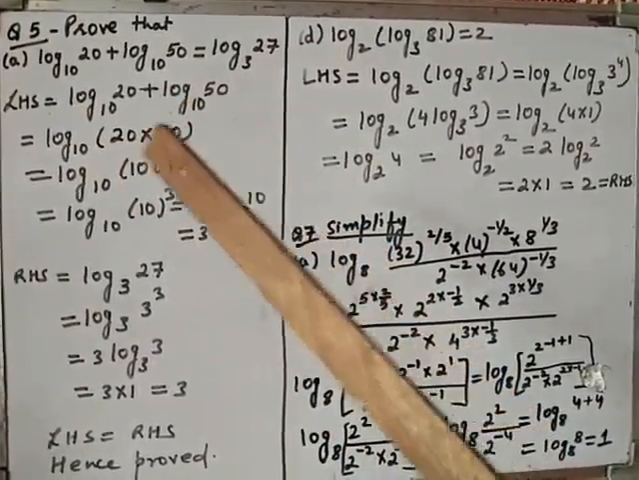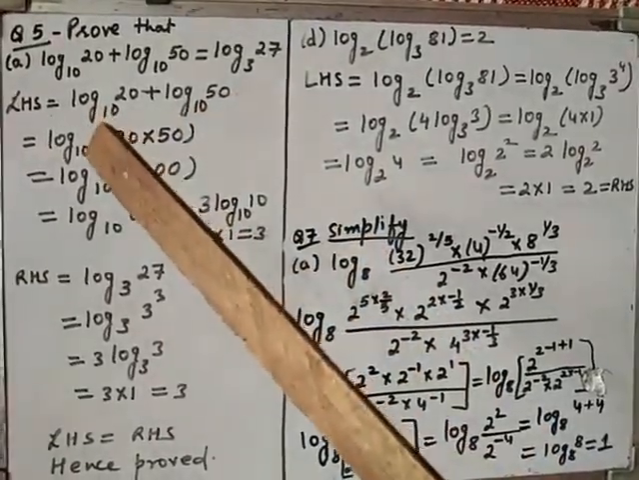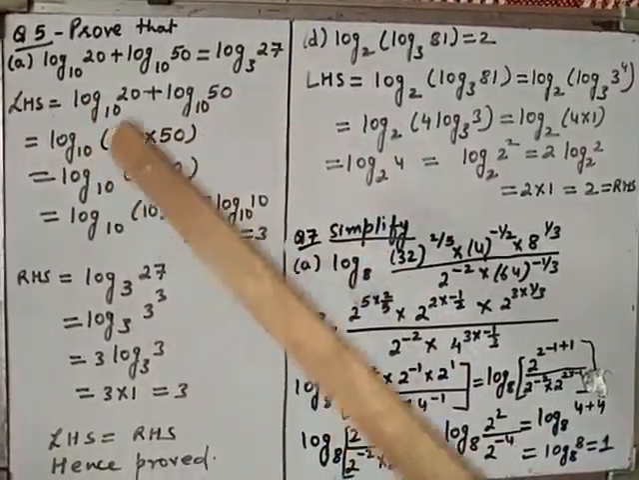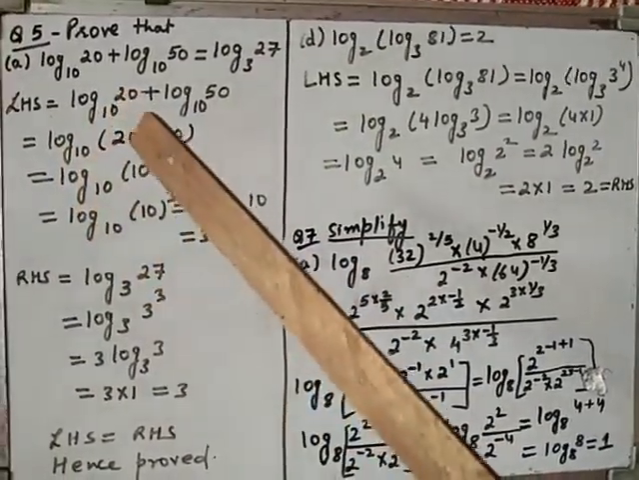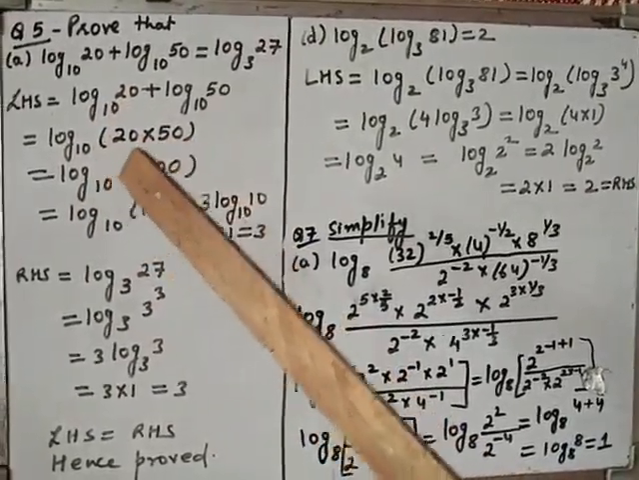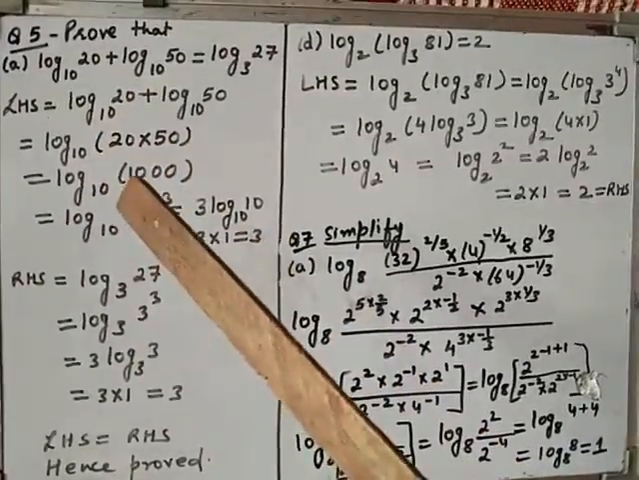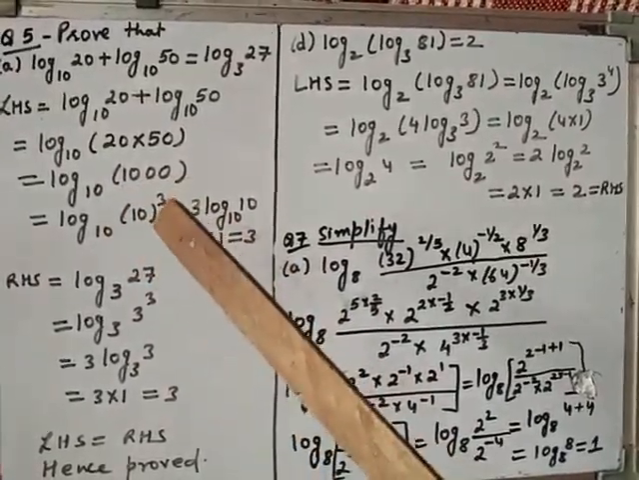So what we are observing is that in both, the base is the same, log to the base 10. So we take log to the base 10 common, there is a sign of addition here, so 20 into 50. 20 into 50 is 1000. 1000 is written as 10 cube.